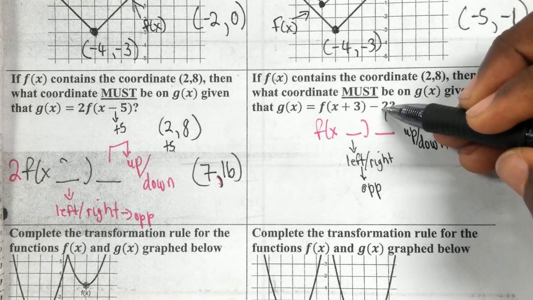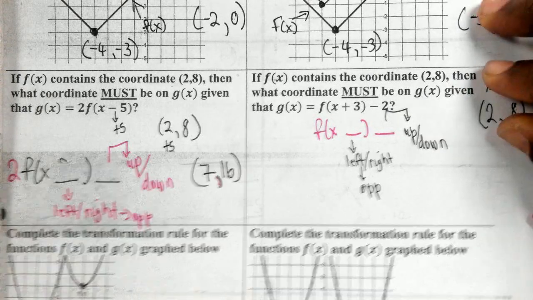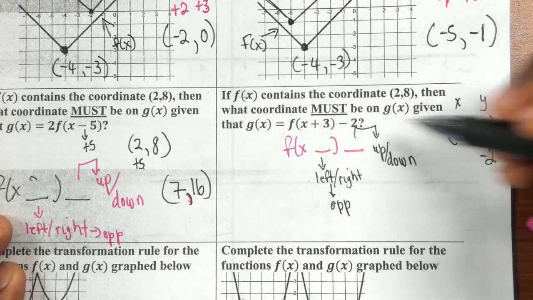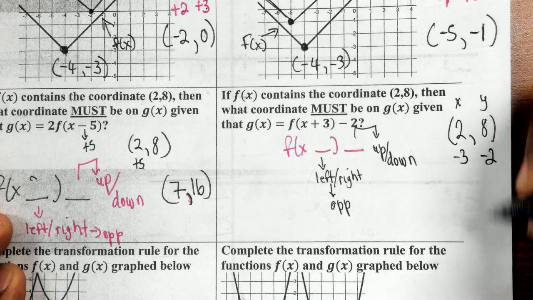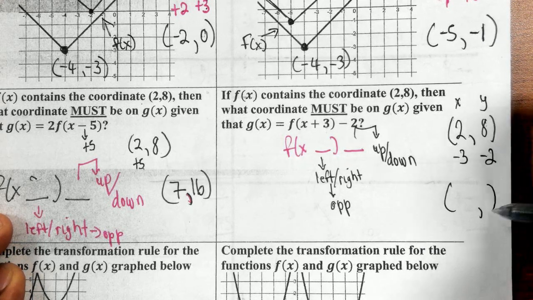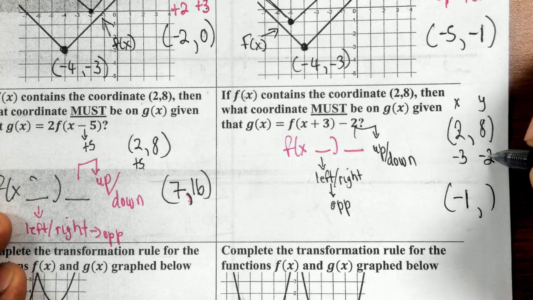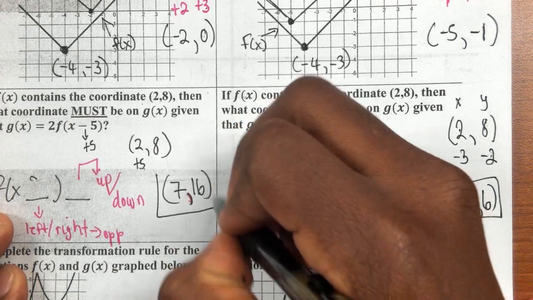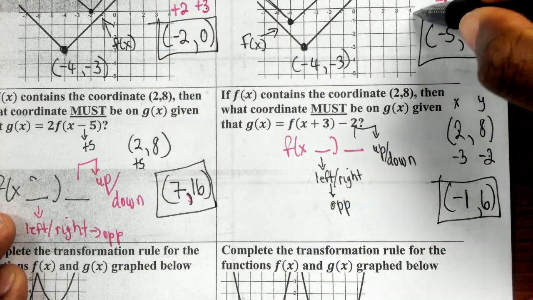So again, the -2 changes the y value. Do you do the opposite of that? No. And the +3 changes your x value. Do you do the opposite of that? Yes. So I subtract 3. So my new coordinate for g of x is going to be 2 take away 3, -1, and 8 take away 2, 6. And that is my new coordinate. All right, so again, guys, that is it.